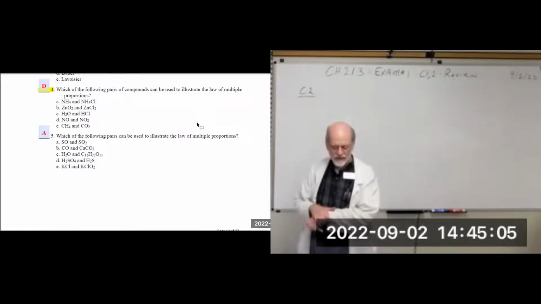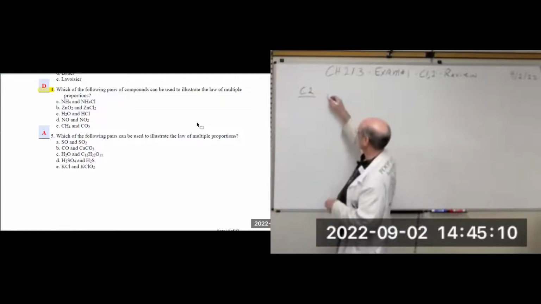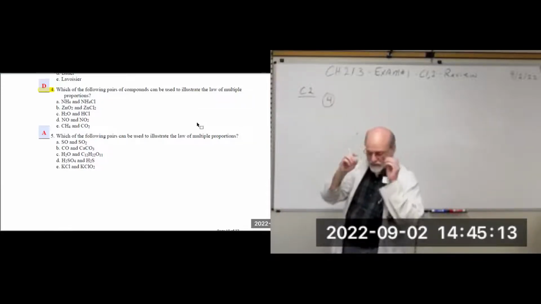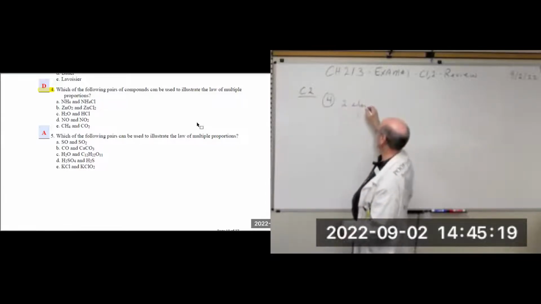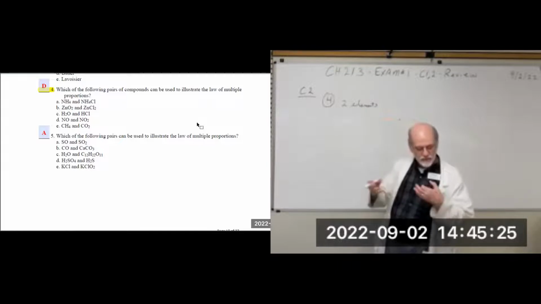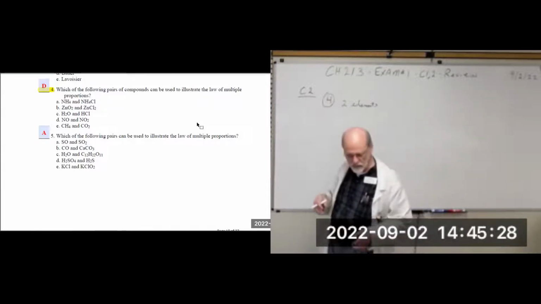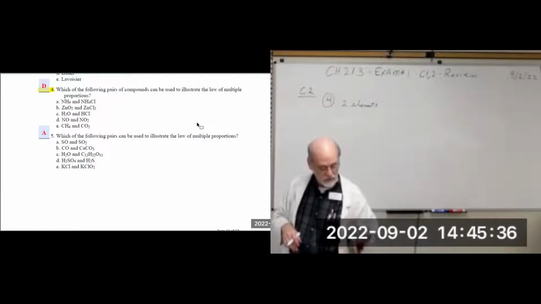Which of the following pairs of compounds can be used to illustrate the law of multiple proportions? So to answer this one, you need two compounds. You need two elements in the compound, and they have to be in different proportions. So look at what we've got here. A is ammonium and ammonium chloride. Right? So you don't have two there. Ammonium would be a separate unit because it's a polyatomic ion, and chloride would be a separate unit. So you need chloride in the other one. And you're not going to get that anyway.